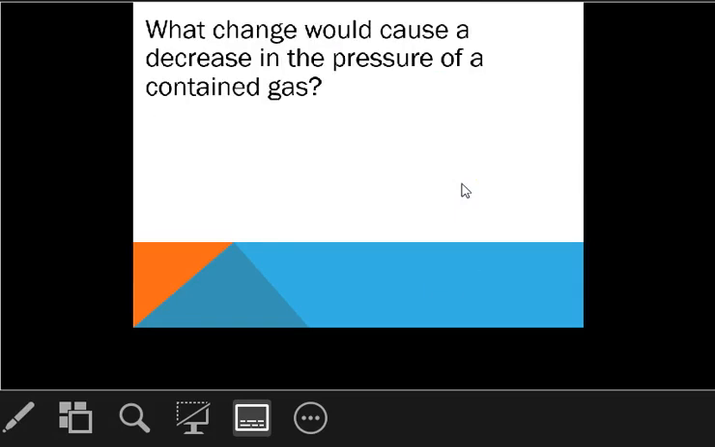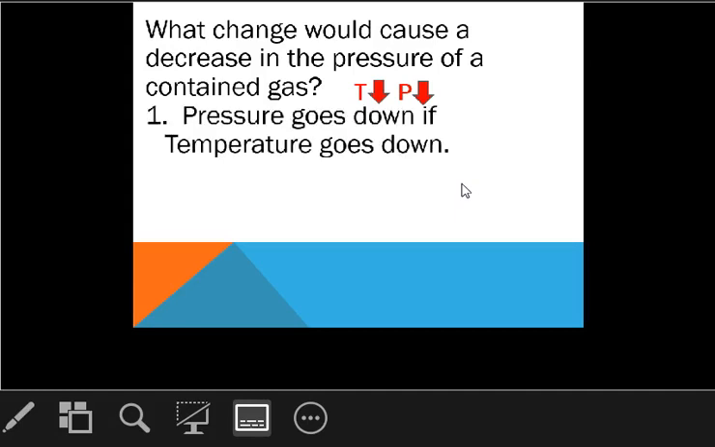What change would cause a decrease in pressure of a contained gas? So there are several circumstances. If you're going to decrease the pressure, remember you could decrease the temperature because whatever you do to temperature, the other variable does the same thing. Or if you remember that in Boyle's law, it's an inverse relationship.